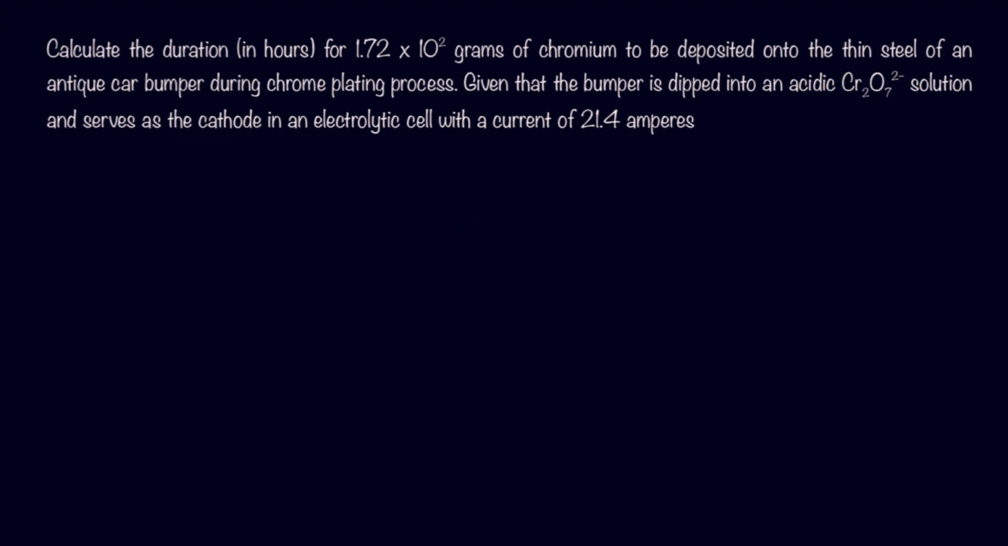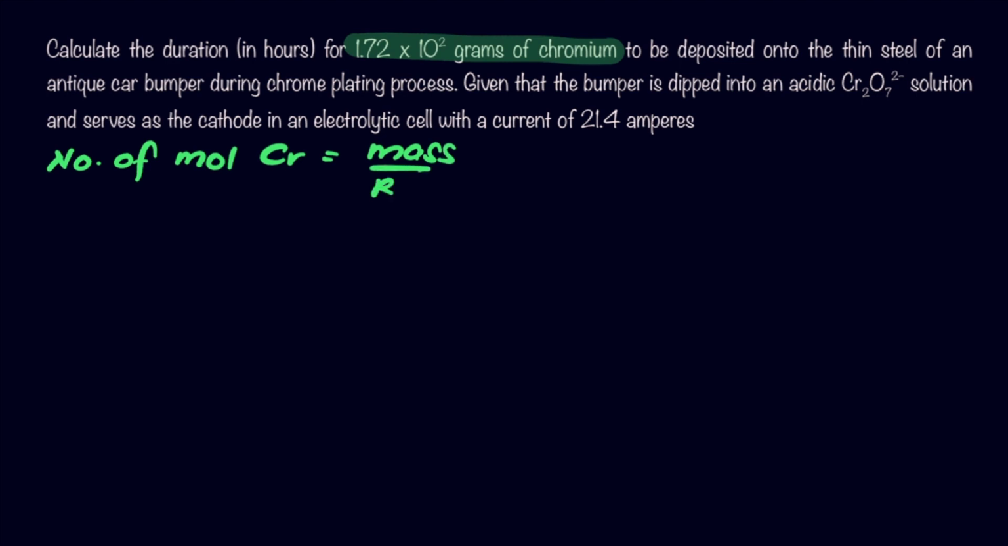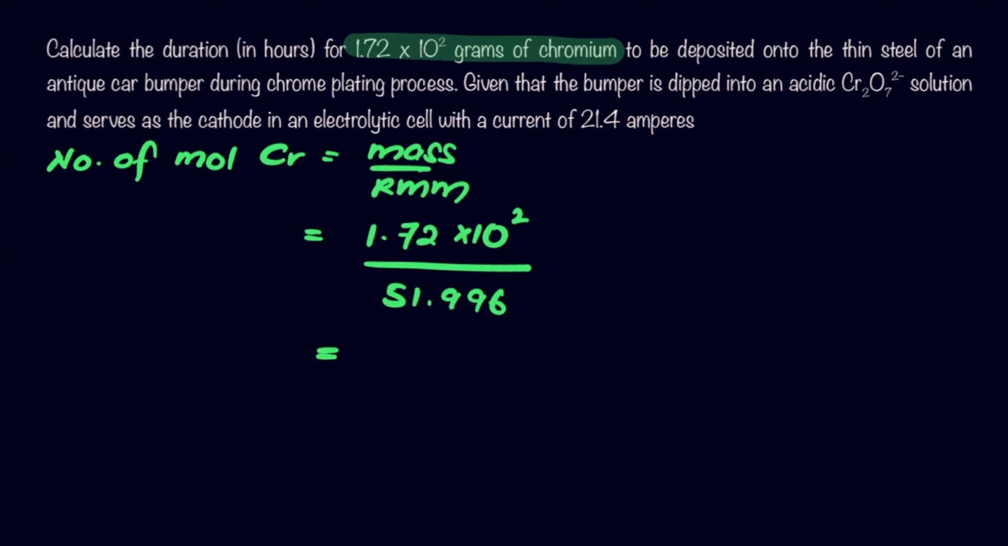Alright, so in this question you were given the mass of chromium as well. Since we are given the mass, what we can calculate is the number of mole. So the number of mole for chromium is equivalent to the mass over RMM. The mass is already in grams, so I'm just going to copy from the question: 1.72 times 10 to the power of 2 divided by the relative molar mass for chromium, which is 51.996. Hence, you will get the number of mole for chromium equivalent to 3.3079 mole.